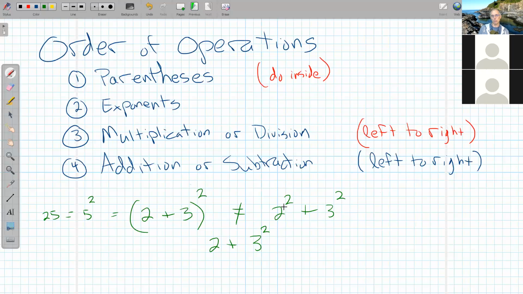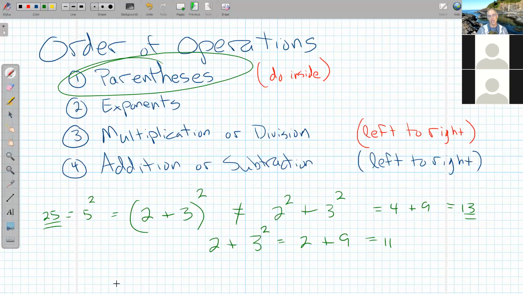If the square applied to them both, that means I have to do the exponent first. 2 squared is 4, 3 squared is 9, 4 and 9 is 13. Notice that's a very different answer than I have on the other side there. They don't match. And here, the 2 isn't anywhere near the square, only the 3 is because there's no parentheses. So this would just be 2 plus 9. I got to do the square first, and then I can add them and get 11, right? So the power of parentheses is it allows me to change the orders of the other things with this special grouping power.